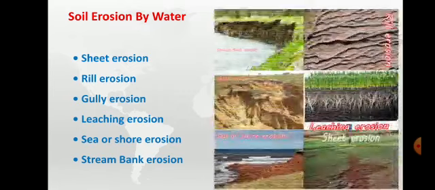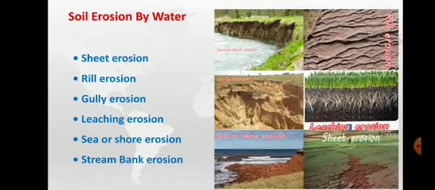So what is sheet erosion? It occurs on gentle slopes and is the slow removal of a thin layer of soil when vegetation is destroyed. You can see in the picture here, in sheet erosion, how the top sheet is removed. It is washed away by the rainwater.